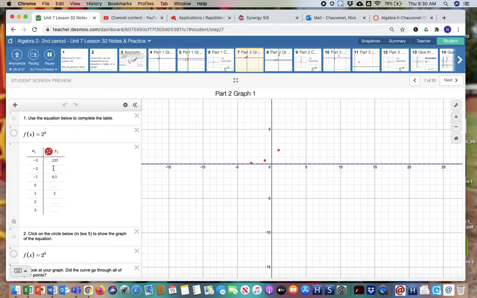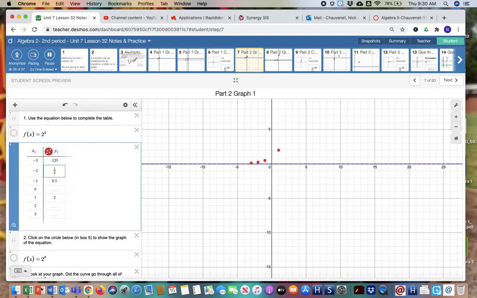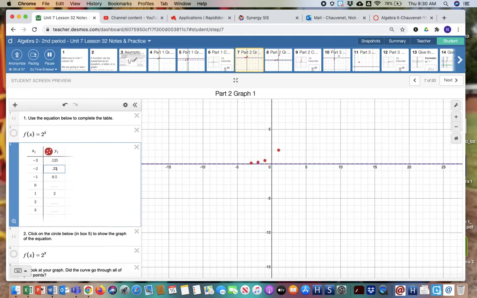So 2 to the negative 2 is like 2 squared, which is 4, but then remember you can't have a negative exponent, so it's like doing the reciprocal, so it's 1 over 4, or in other words 0.25. You can put it either way. 0, everybody should know that. 2 to the 0, anything to the 0 is 1. 2 squared is 4. 3, 2 to the third, or 2 cubed is 8.